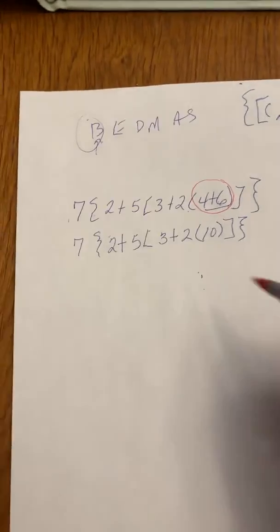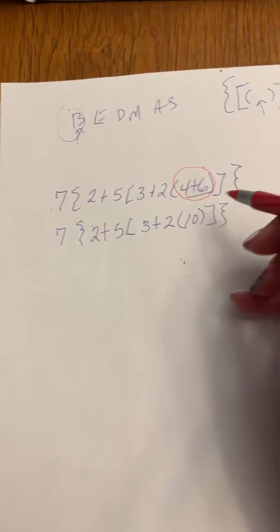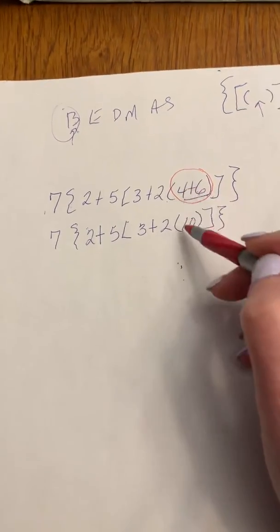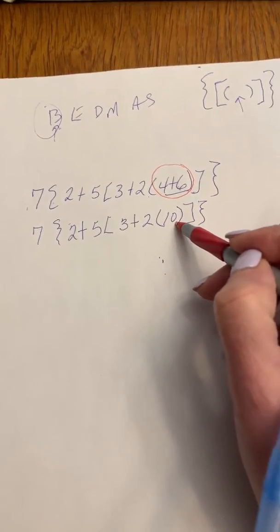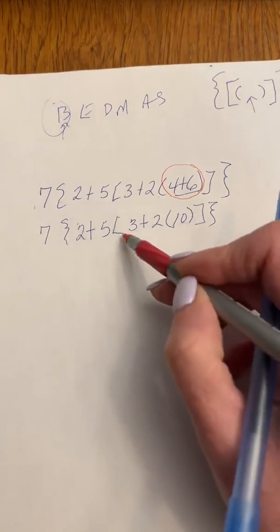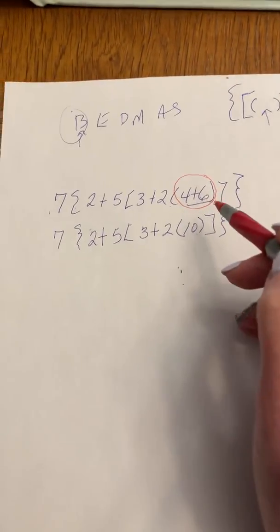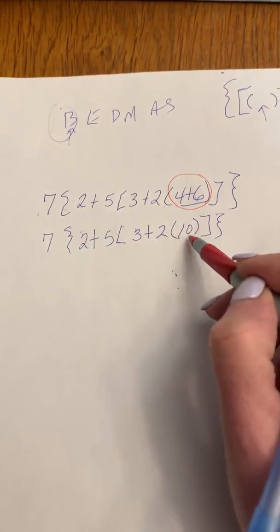Okay, and now we're going to concentrate again. We've done one step. This is a multi-step question. We've taken care of the brackets, really. This is just a bracket there to emphasize that we're going to multiply this. Now we're inside our square brackets, and we still have to follow BEDMAS rules inside the square brackets. So 3 plus 2 times 10.